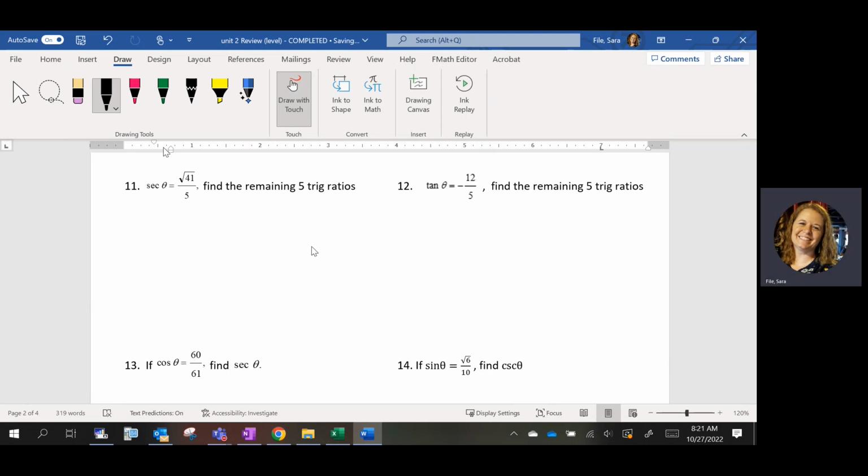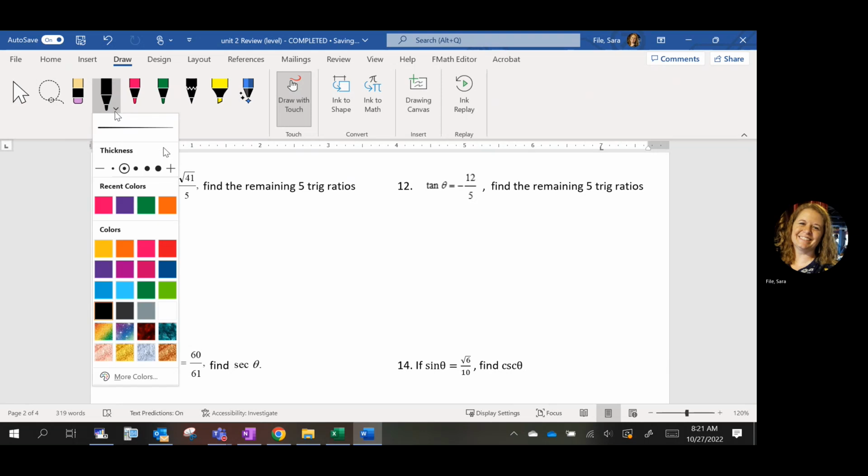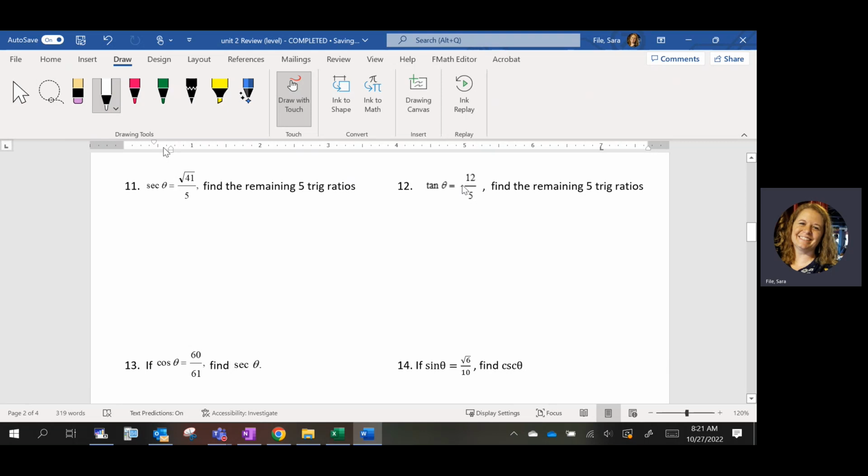Was the ratio that they gave you, did it have a radical in it or no? Okay, so it was just a fraction with numbers. Okay. And actually, for 12 here, that negative shouldn't be there. So go ahead and mark out that negative or just change it to a positive, however you want to do it. That should just be 12/5.